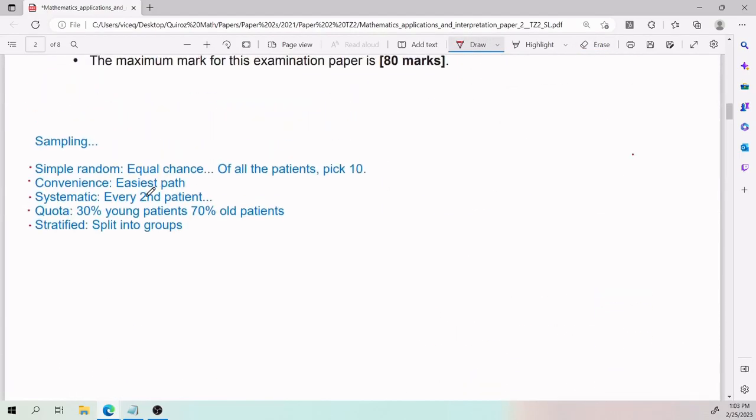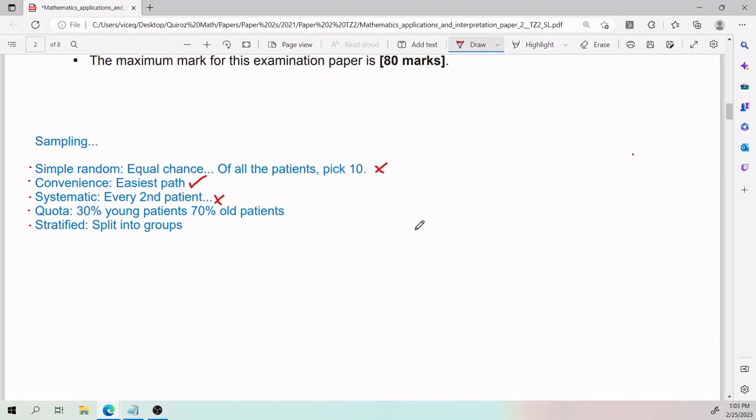Convenience in this case is correct. It's the easiest path, but you conclude that it's convenience mainly because it's not the other ones. I'll come back to that, but for now, trust me. So it's not simple random because it's testing every single patient. It's not systematic because systematic would be something like, every 2 patients we test them, or every 3, or every 4, but not every single one of them.